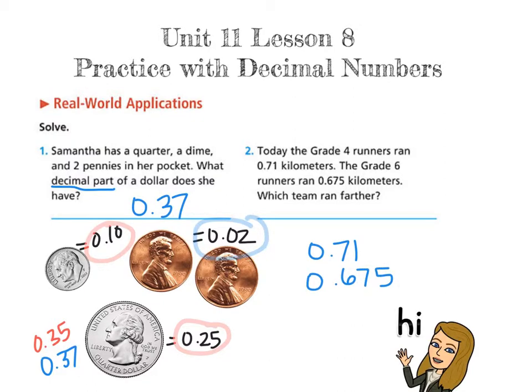Now, hold up. It looks right away like grade 6 ran more because of the longer number. But take a look at that tenths place. 7 is bigger than 6. So grade 4 actually ran farther. And you could use the zero trick, add a zero to the end of a decimal, which doesn't change its value. And then you can clearly see 710, way bigger than 675. You go, grade 4. So they ran further.